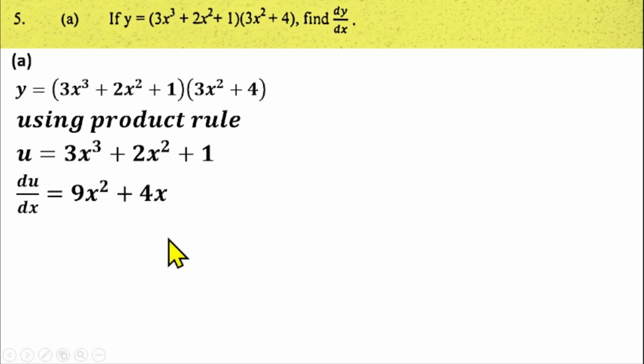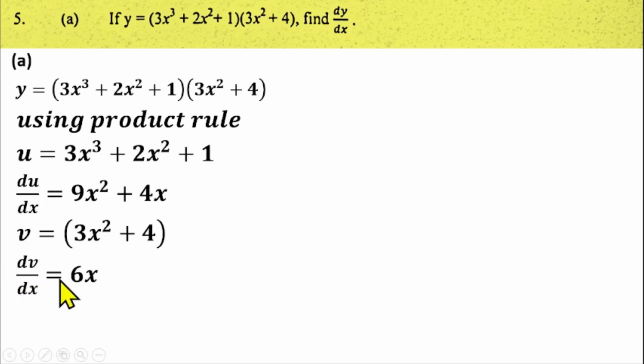3 minus 1 will give us 2. Then also here 2 will come down, 2 times 2 gives us 4, then remove 1 from the power, that will be 2 minus 1 gives us 1. So we have 4x. Likewise, the same thing, you call that second bracket v, equals 3x squared plus 4. If I differentiate v with respect to x, you have dv/dx, that gives us 6x.